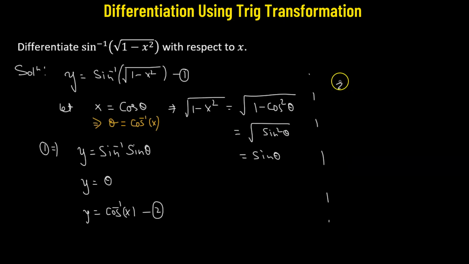Now what we'll do, we'll take equation number 2 and then we'll take the derivative on both sides with respect to x. So we have dy over dx equals to derivative with respect to x of cosine inverse of x, which is a standard formula, negative 1 divided by square root of 1 minus x squared. So this was the final answer. Now let's move on to the next problem.